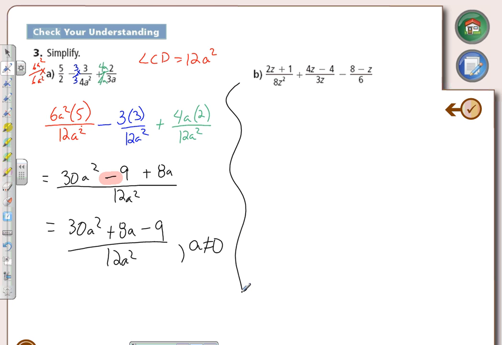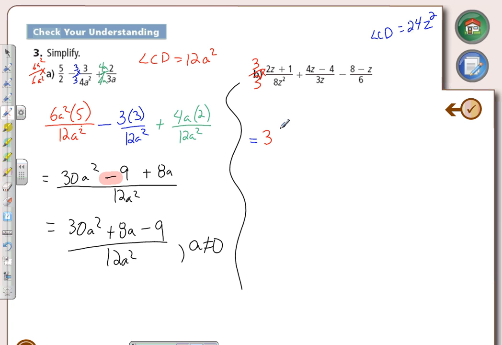Last one. Again, I always recommend you try it before you hear me talk about it. We've got 8z squared, 3z, and a 6. So our lowest common denominator between 8, 3, and 6 is going to be 24. And we've got a z squared and a z, so it's z squared. First one, what is 8z squared missing? To get the 24z squared, we're missing a 3, so we're going to multiply that one by 3 over 3.